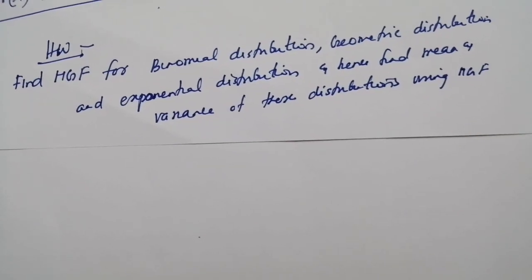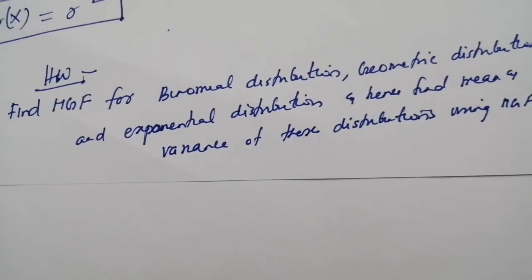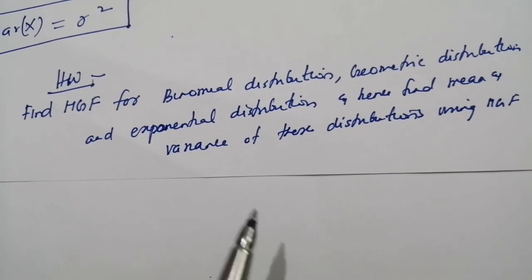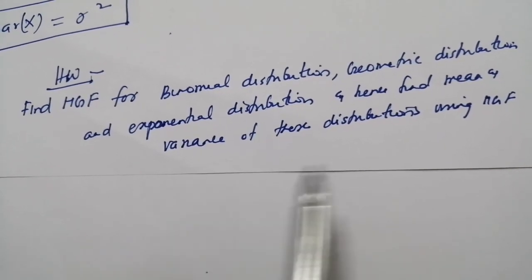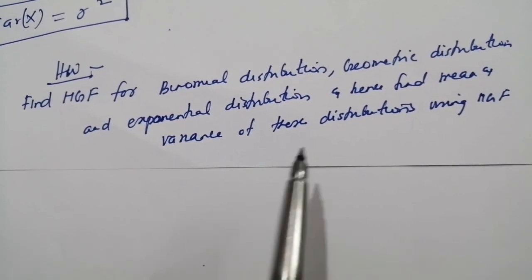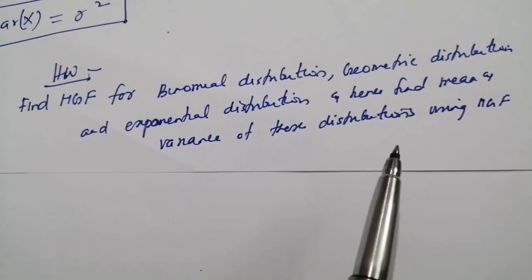Now please do a homework problem. Find the moment generating function for binomial distribution, geometric distribution and exponential distribution, and hence find the mean and variance of these distributions using moment generating function.